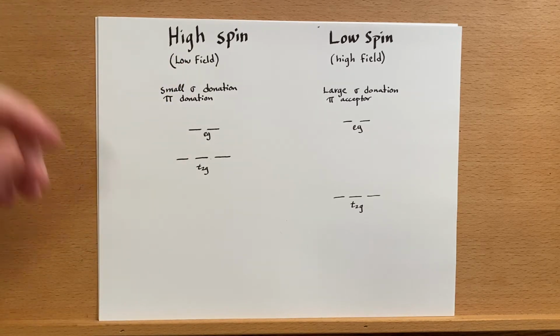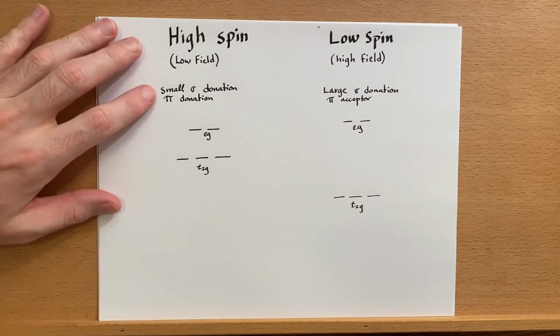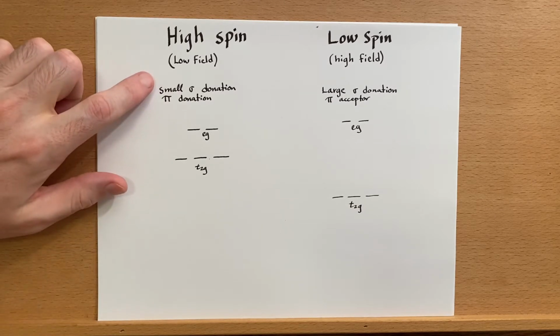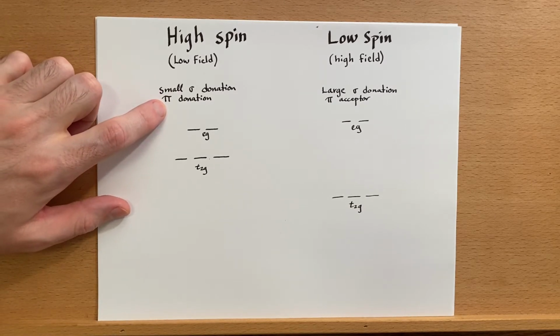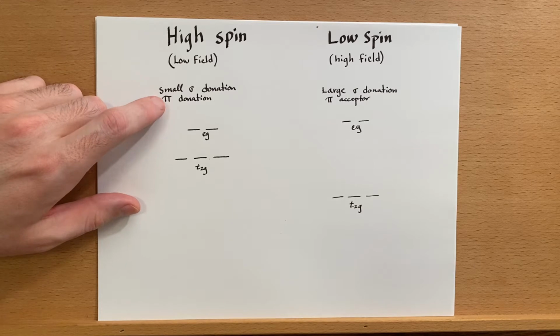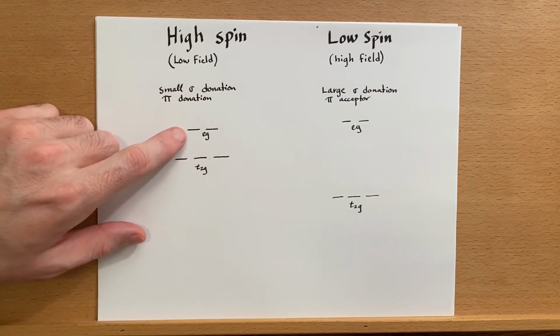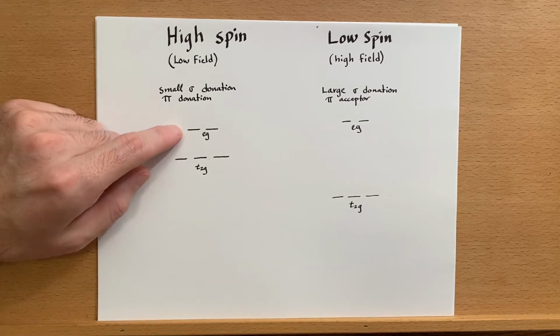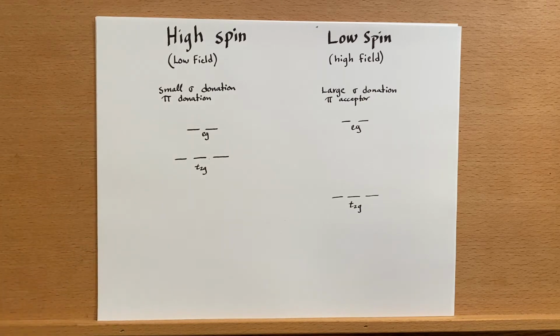But here's the explanation. In a low field situation, we have a very small amount of sigma donation going into the metal. And we may even have pi donation. Well, what's the effect of both of these things? Well, if we have a small amount of sigma donation, then the Eg orbital is not pushed up as much as it could be. Remember that the Eg orbital is made up of the dz squared and the x squared minus y squared orbitals. Those are situated on the coordinate axes, and that's where the ligands go.